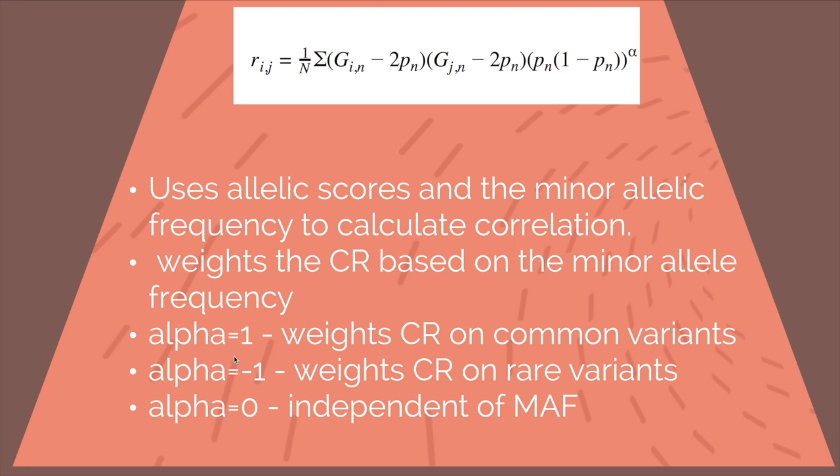Alpha equals 1 assumes that the variant's genetic traits are carried out by common alleles with minor effect sizes. Alpha equals -1 assumes that the variants in genetic traits are carried out by the low-frequency alleles with modest effect sizes. The alpha equals 0 makes your empirical CR independent of the allele frequency. The equation for this method is this, where GIN and GJN are allelic scores for each SNP in the I and J individuals, and PN is the minor allelic frequency for each SNP calculated per sample, and N is the total number of SNPs. Alpha refers to the weighting of the minor allelic frequency relative to SNP. This approach has found CRs lower than self-reported values.